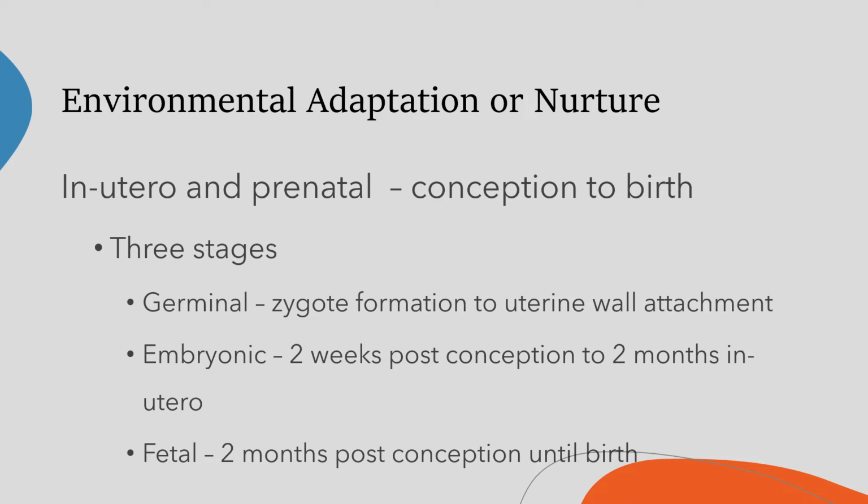The embryonic stage occurs from 2 weeks post-conception until 2 months in utero, and this is critical for the development of major structures and organs. This is a time when birth defects can arise and may result in miscarriages due to issues around viability. With the fetal stage, this occurs about 2 months post-conception until birth. At this stage, both genetic coding and uterine environment play a critical role in the health of the developing fetus.